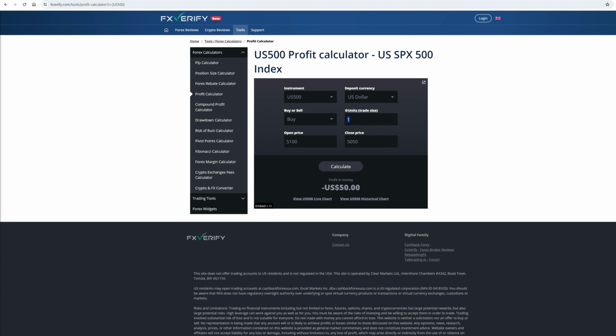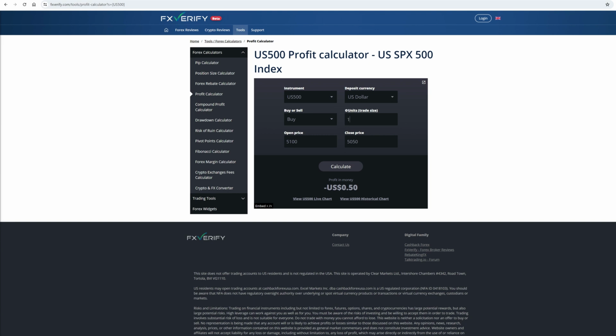Now, let's do the other way around. Let's say we have 0.5 lots. As you can see, our risk is half because we have half the lot size. The lot size can go as low as 0.01 for those that are curious, and it can go higher from there. As you see, 0.01 is 50 cents.